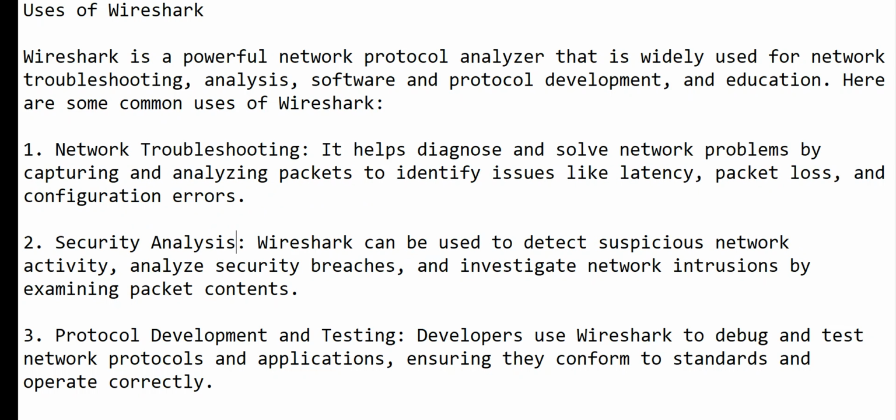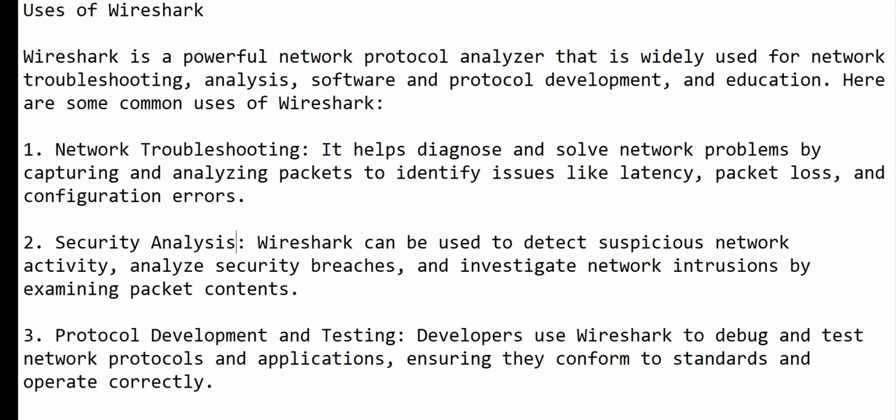So let's begin. Uses of Wireshark. Wireshark is a powerful network protocol analyzer that is widely used for network troubleshooting, analysis, software and protocol development, and education. Here are some uses of Wireshark. Number 1. Network troubleshooting. It helps diagnose and solve network problems by capturing and analyzing packets to identify issues like latency, packet loss, and configuration errors.